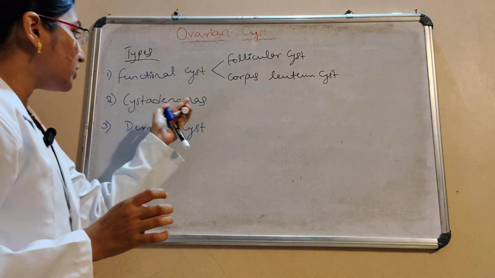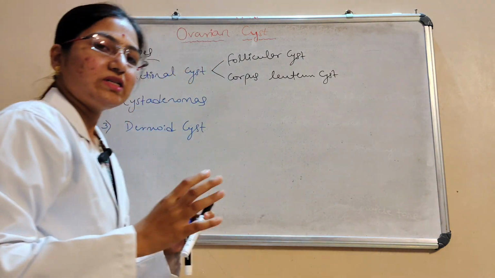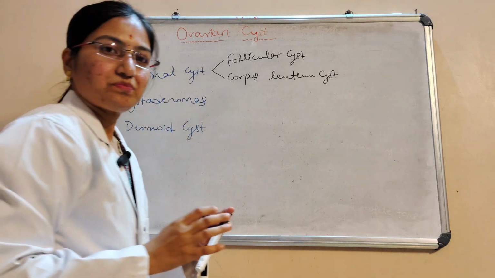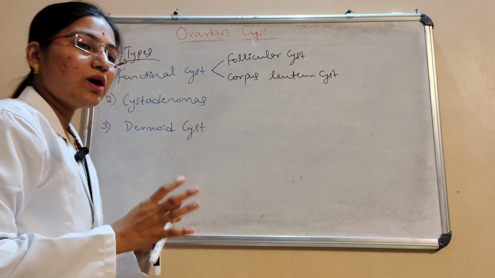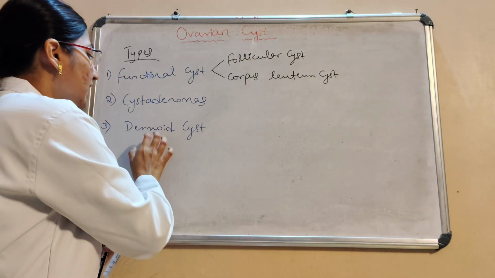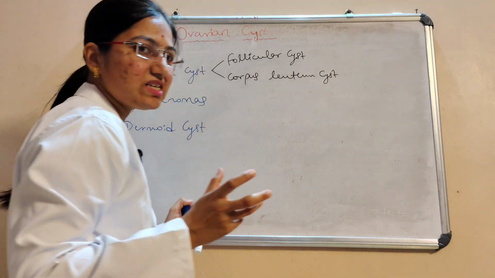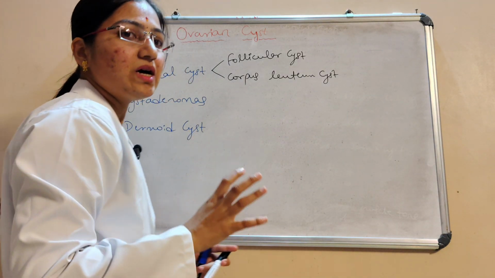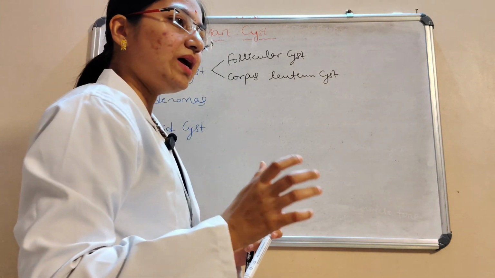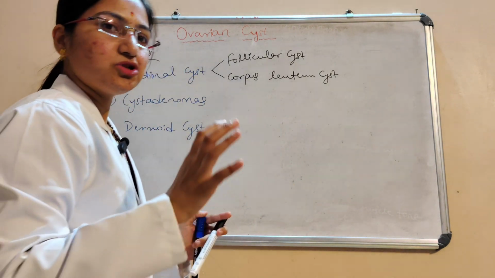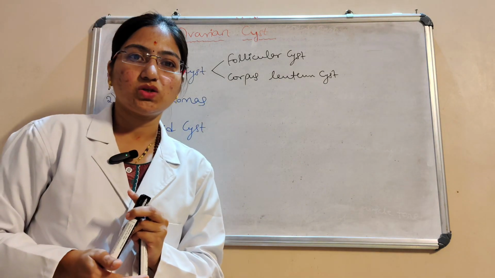Okay, next we'll see cyst adenomas. Here it is a non-cancerous growth that we can see on the surface of the ovaries. That is nothing but cyst adenomas. And then dermoid cyst. Here it is a sac-like presentation that is going to develop on the surface of the ovary, and on that cyst hair growth will be there, and then fat or other tissues we can find. This is all about the types of ovarian cyst.